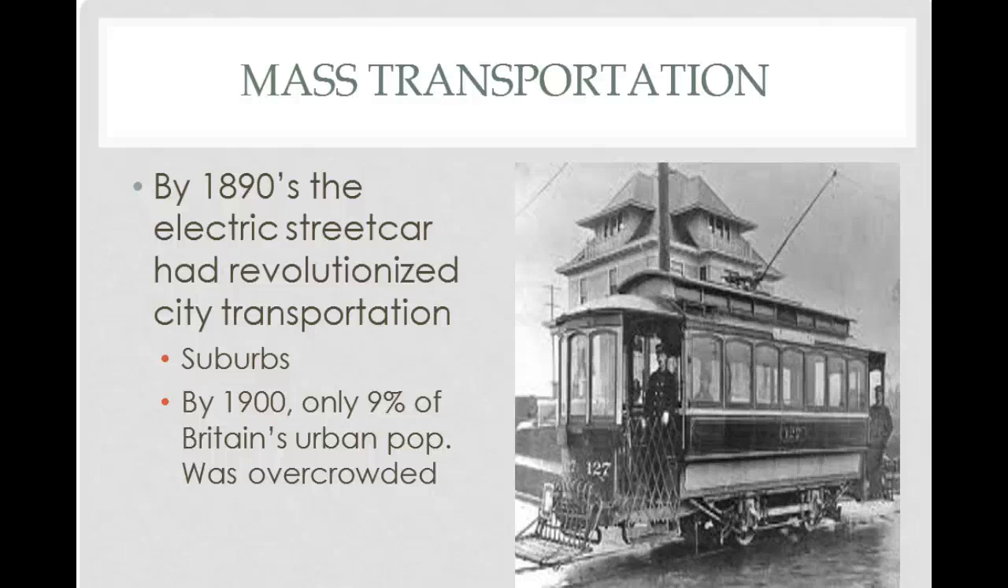So we'll also see mass transportation. By the 1890s, the electric streetcar had revolutionized city transportation. You can now live outside of all of this dirt and filth and transport into work. And so the electric streetcar becomes important. We're going to see the creation of suburbs in Europe, and the creation of London's subway system, and then Paris's metro.